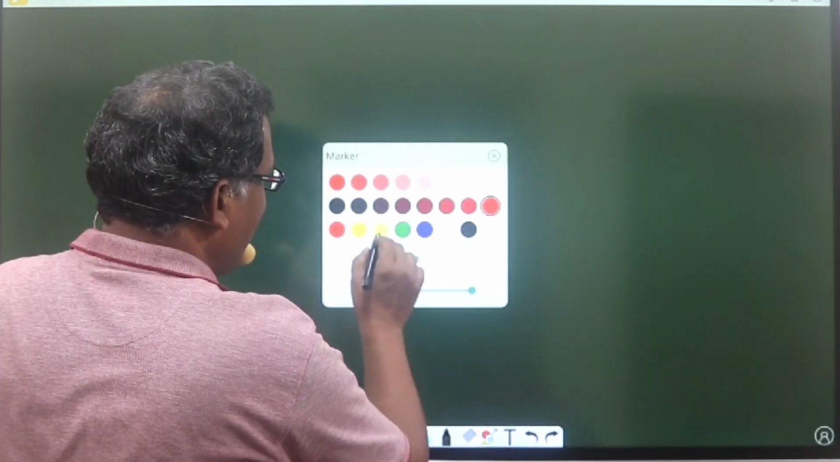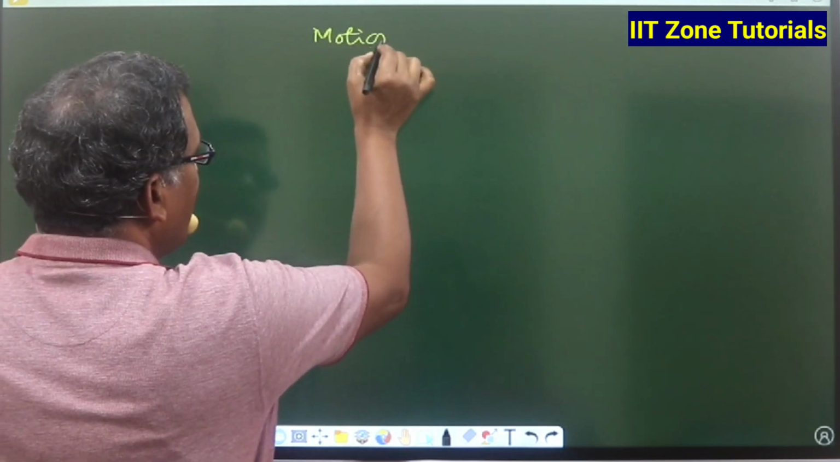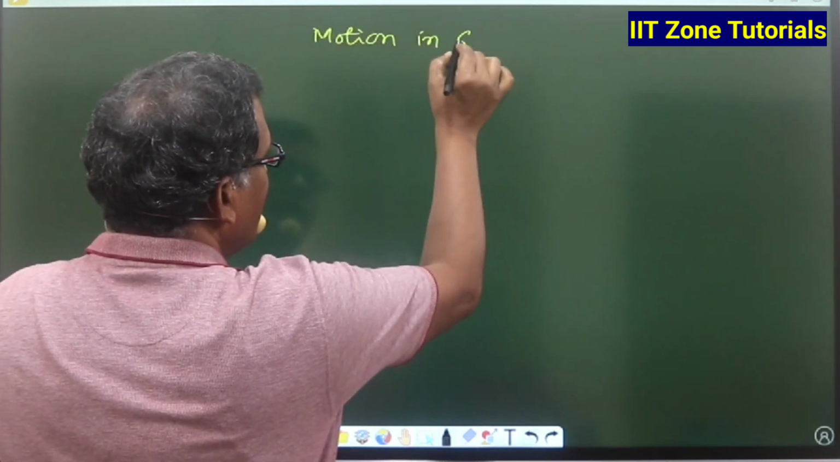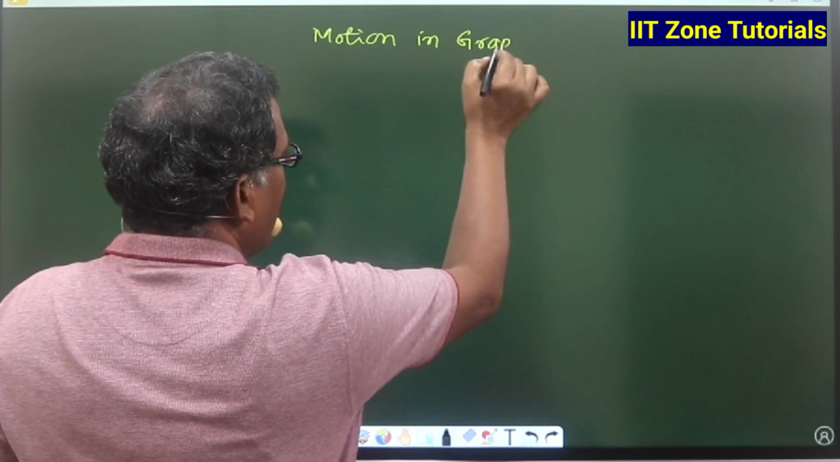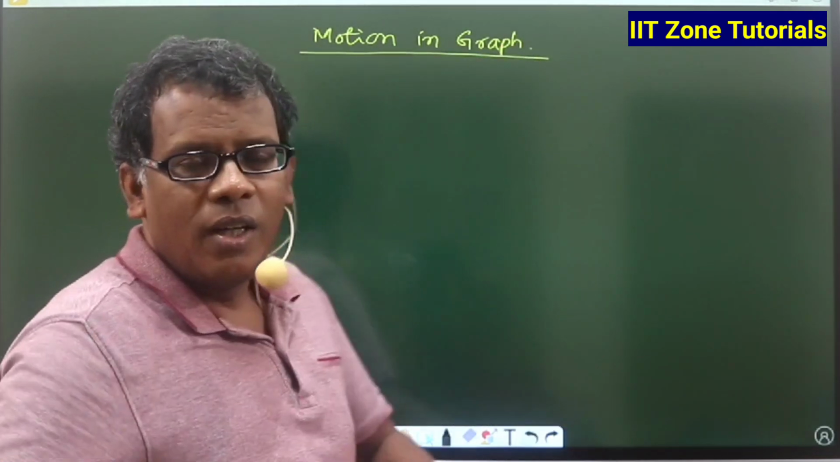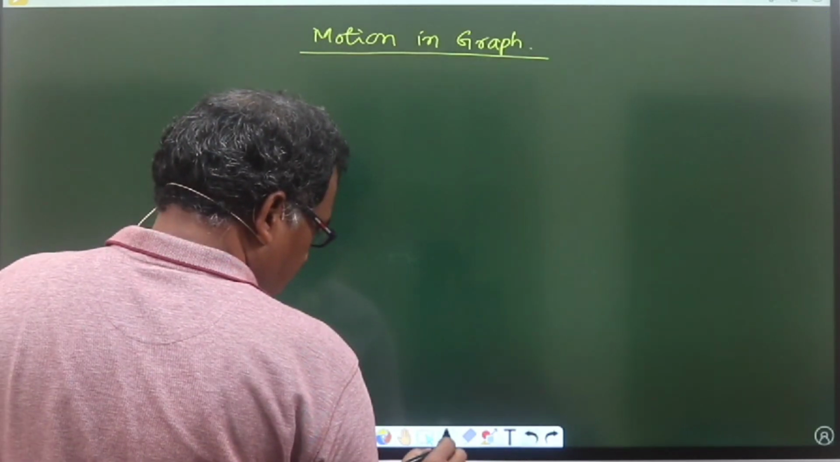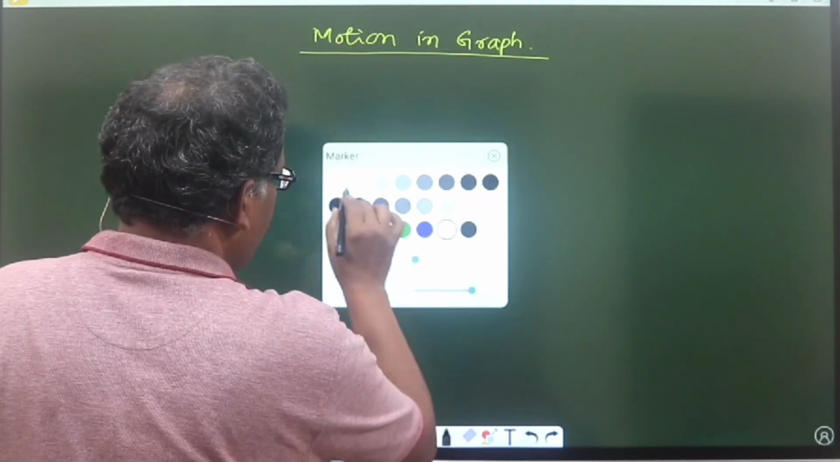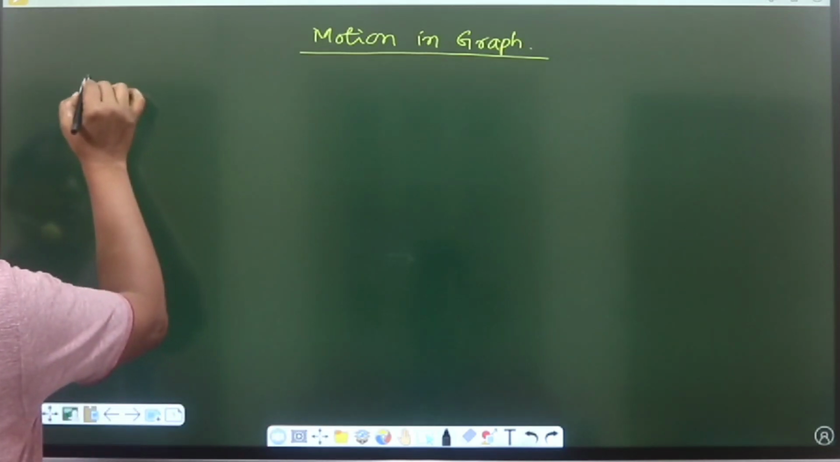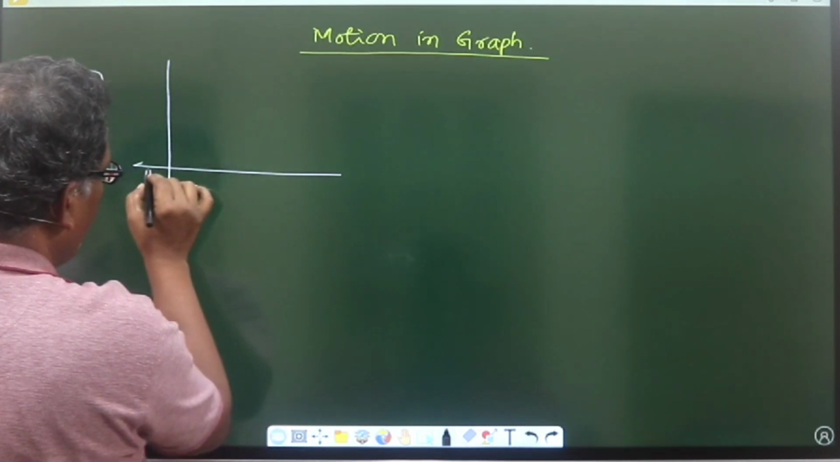So let's begin. As I said, I will discuss kinematics, or motion in graph, right? Motion in graph. In graph based motion I have already discussed a few things as far as the foundation objective is concerned, the foundation course concept is concerned. So now here I would like to discuss the things in terms of problems, right?